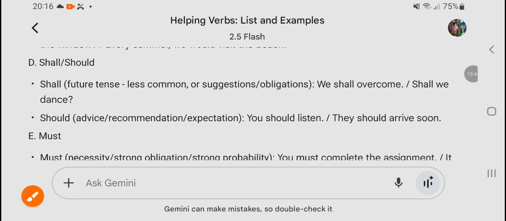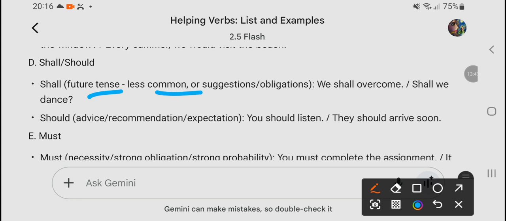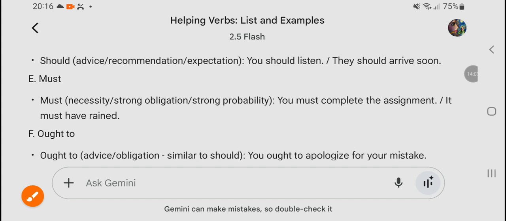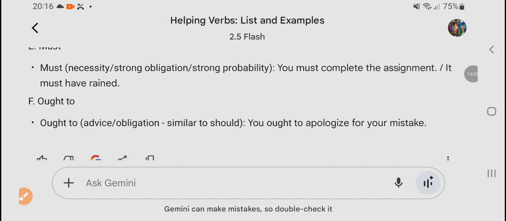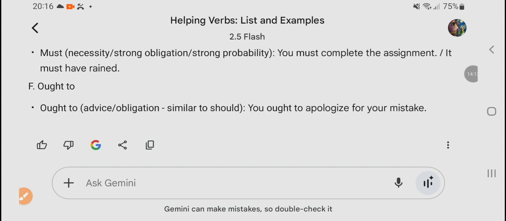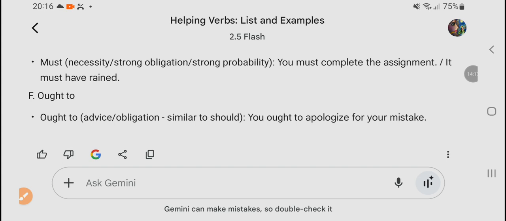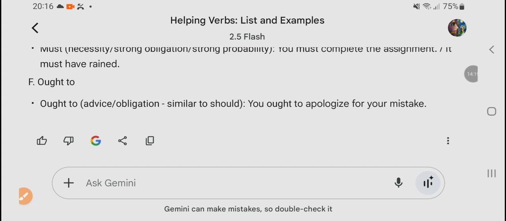Shall, should. Shall is for future, less common or suggestion, obligation. We shall overcome. Shall we dance? Then advice, should is advice. You should write daily, right? Recommendation or expectation. You should listen, something. Then must, must is necessary, necessity, strong obligation, strong probability. You must complete the assignment. It must have rained.